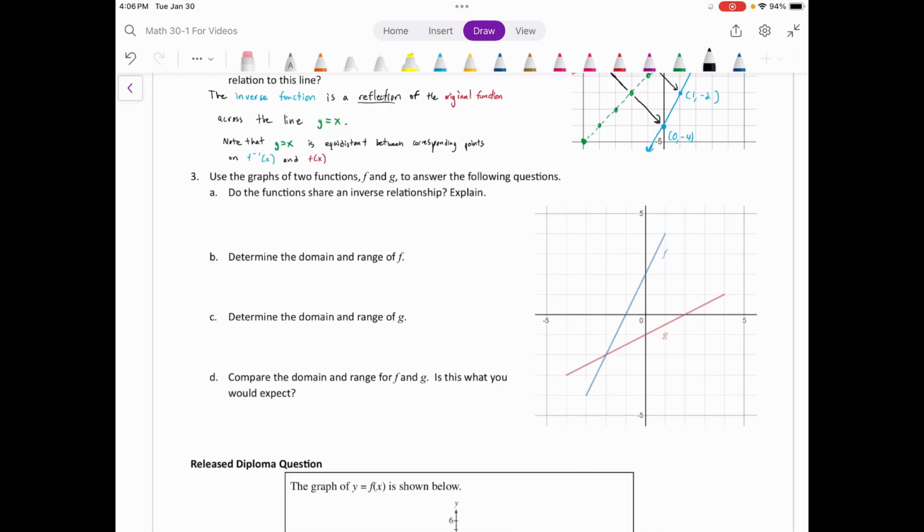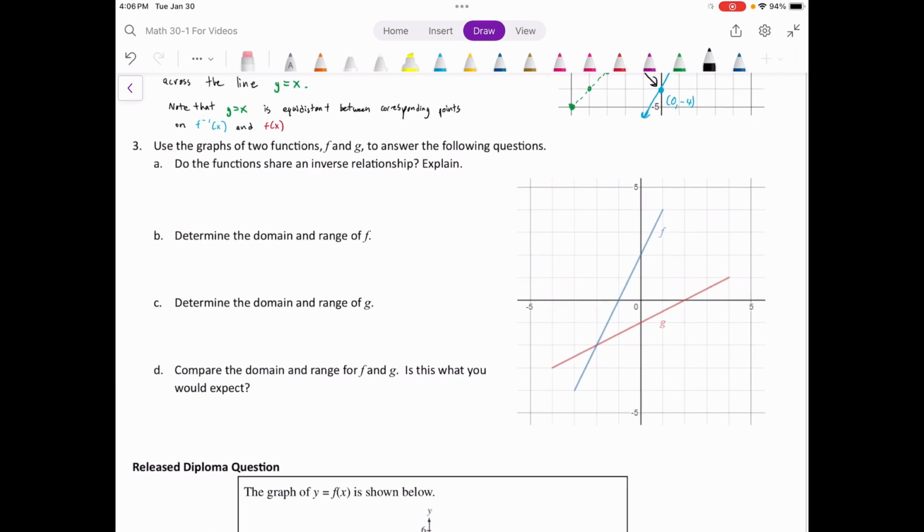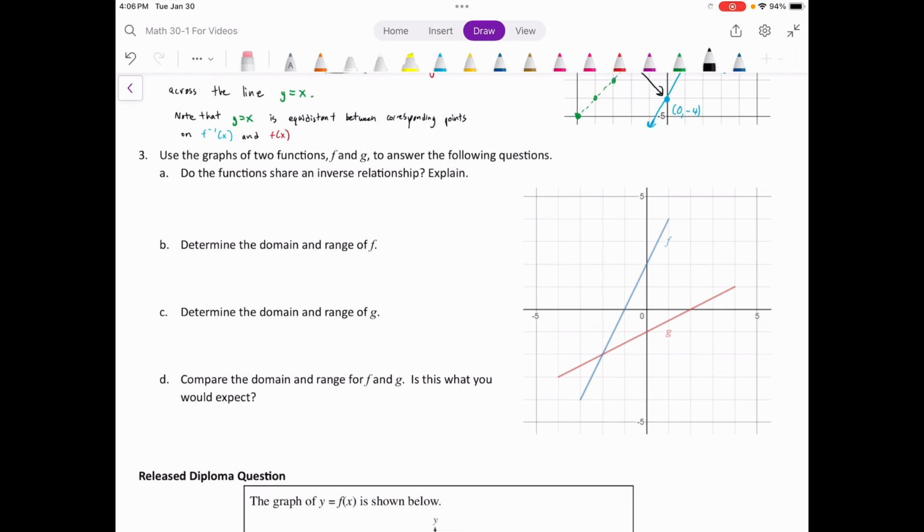So trying this next one out here, also giving us a graph, this time giving us the graph of two functions, f and g, and asking us to answer the following questions. So, do the functions share an inverse relationship? And explain.